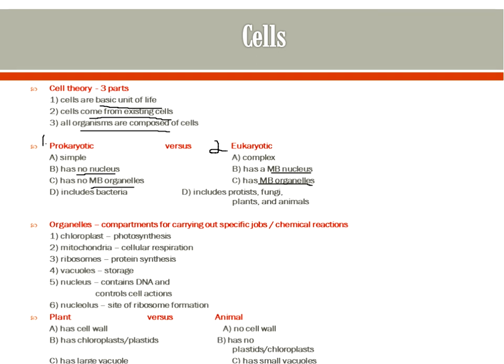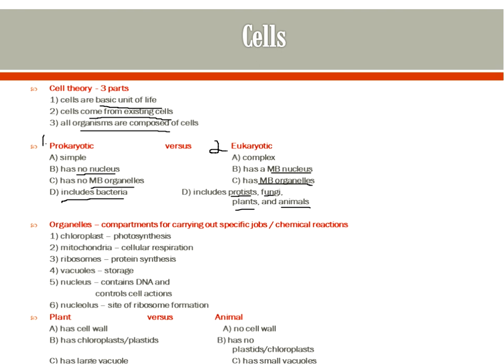Prokaryotic pretty much just includes bacteria. Eukaryotic cells include everything else: protists, fungus, plants, animals. So you should definitely know the difference between those two types of cells. Just think prokaryotic is very small, simple, like a bacteria cell. Eukaryotic is much bigger, like plant or animal cells.